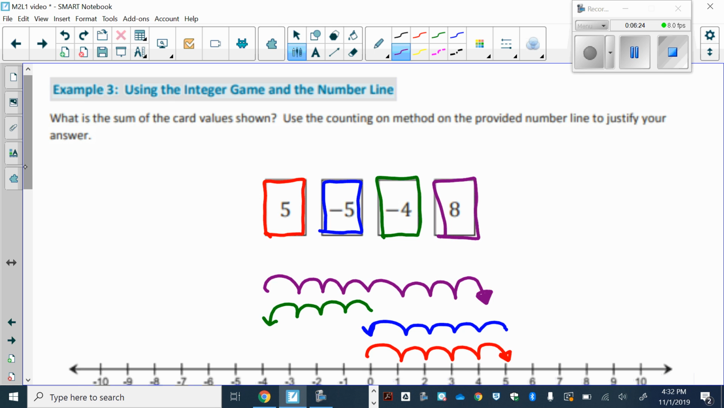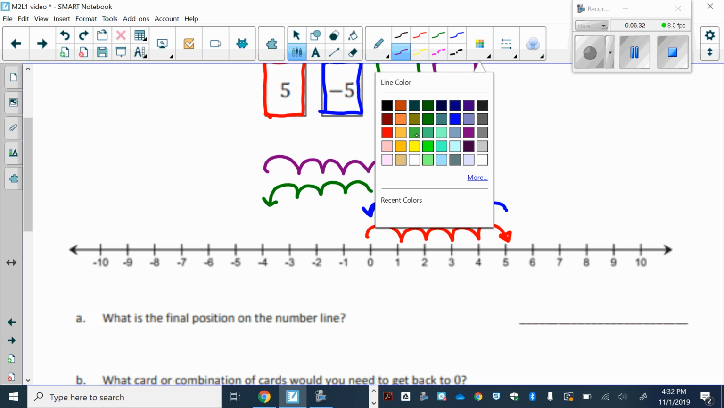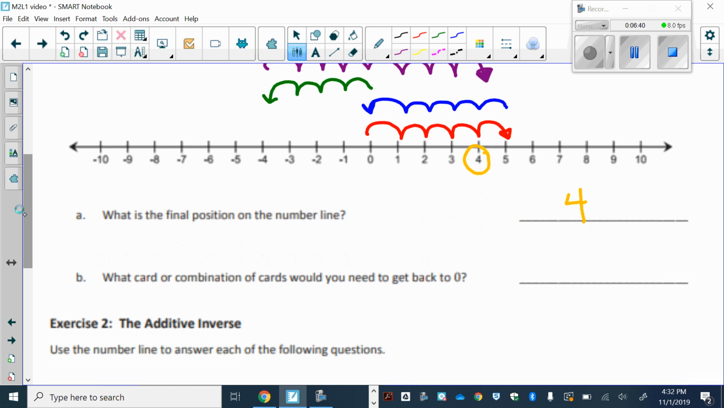So what is the final position? That would be, what is it? It is 4. My final stop is 4. What if I wanted to get back to 0? What card or combination of cards would you need to get back to 0? Well, one option is a negative 4. I would move left 4.